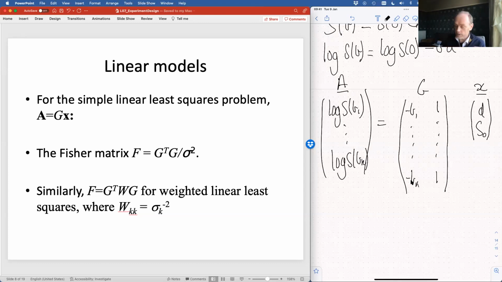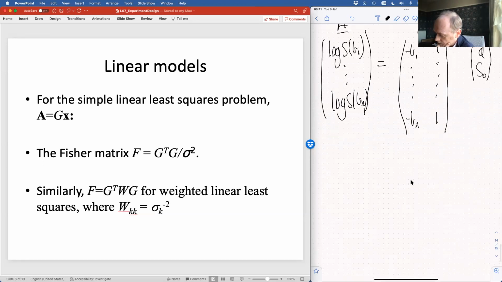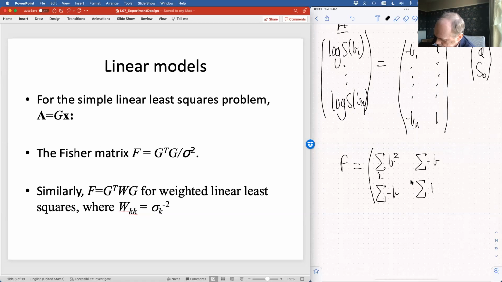That, of course, gives us the Fisher matrix, very similar to what we just looked at for the other linear problem. So we get something like the sum of B squareds for element F11, the sum of minus B's for the off-diagonal elements, and the sum of ones for the second diagonal element.